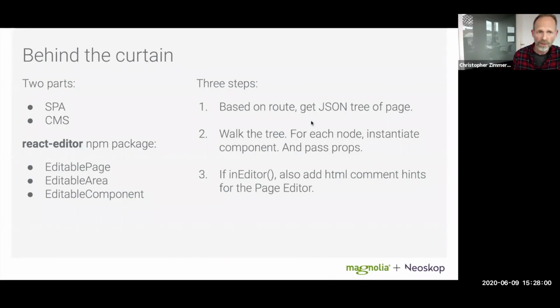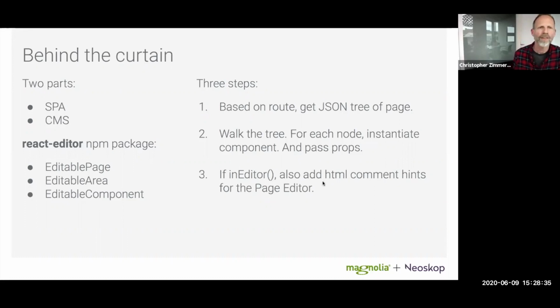What the library is doing behind the scenes is, based on your route or the URL, it's going to fetch the proper fragment of JSON for that page. And then it's going to walk that tree, and for every node in that tree, it's going to instantiate the React component that you want and pass in the props for you. This is really cool. Whatever the author entered in the form is going to be passed right into your component.